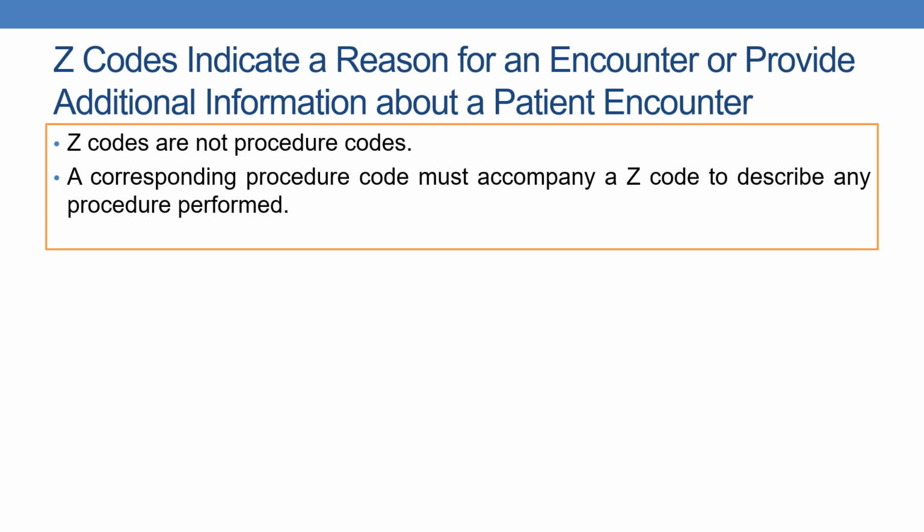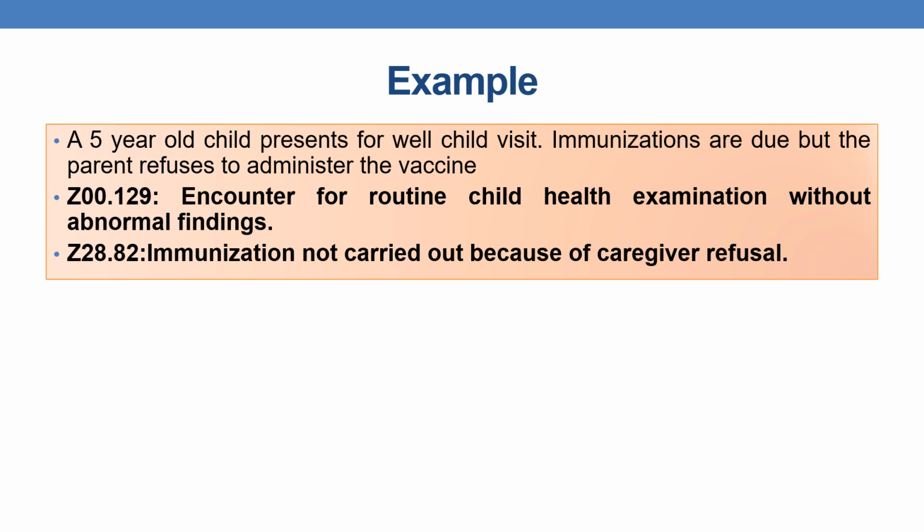So Z codes are not procedure codes and the corresponding procedure codes must accompany a Z code to describe any procedure performed. Now let us see an example. A 5-year-old child presents for well child visit. Immunizations are due but the parent refuses to administer the vaccine. Here the patient presents for wellness visit. That is given by Z00.129, encounter for routine child health examination without abnormal findings.